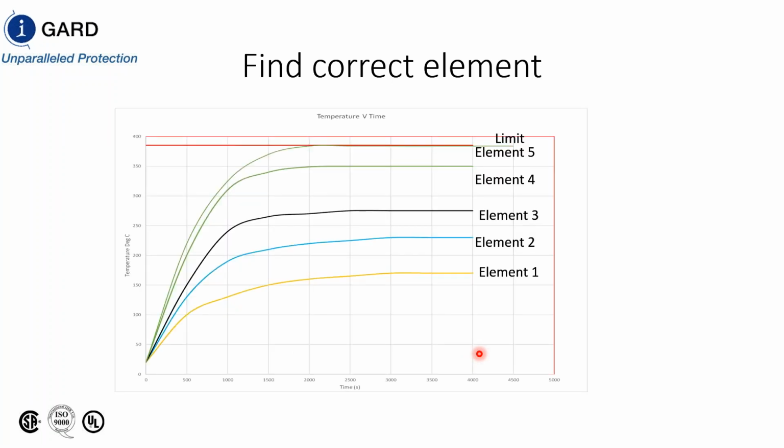So I, as a manufacturer, will test elements. I will put 5 amps of current through each one of these 5 elements, and I measure the temperature rise. When I get to a value that's closest to the limit of 385 degrees Celsius, element number 5 is the best element I can choose to fulfill that 5 amp continuous duty.